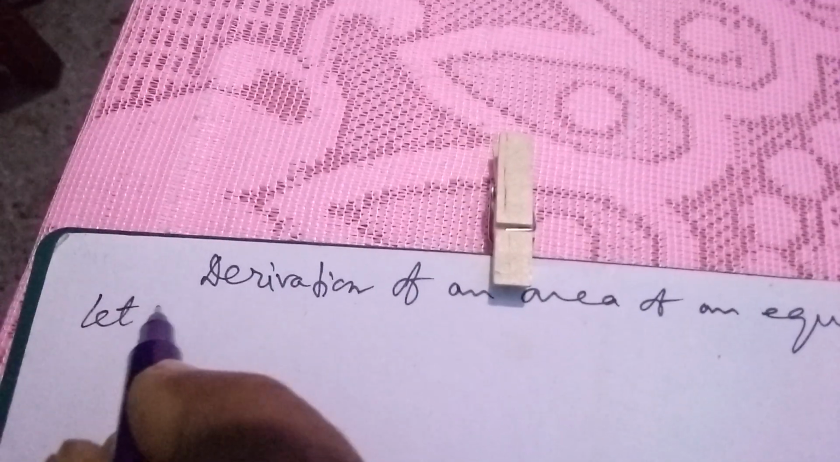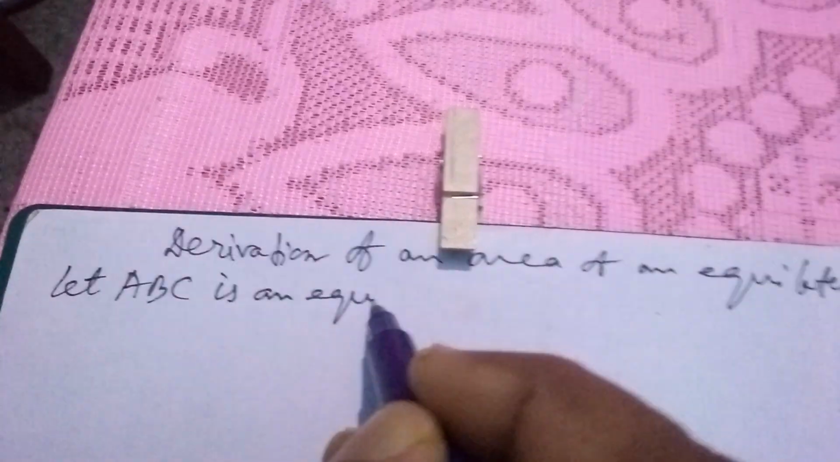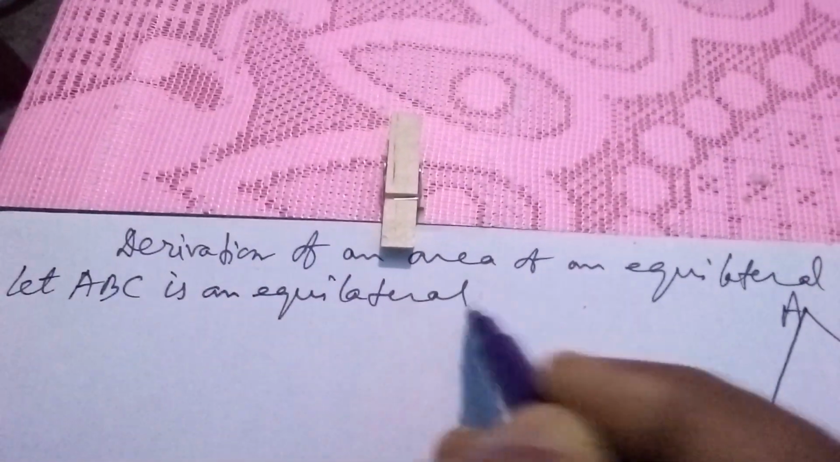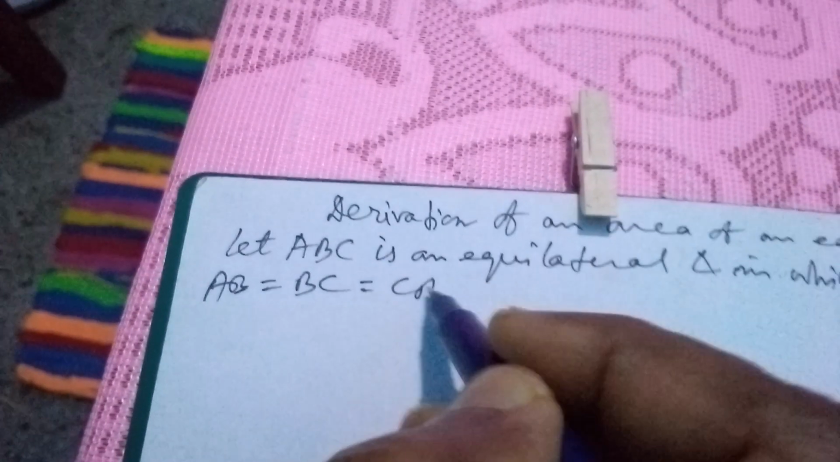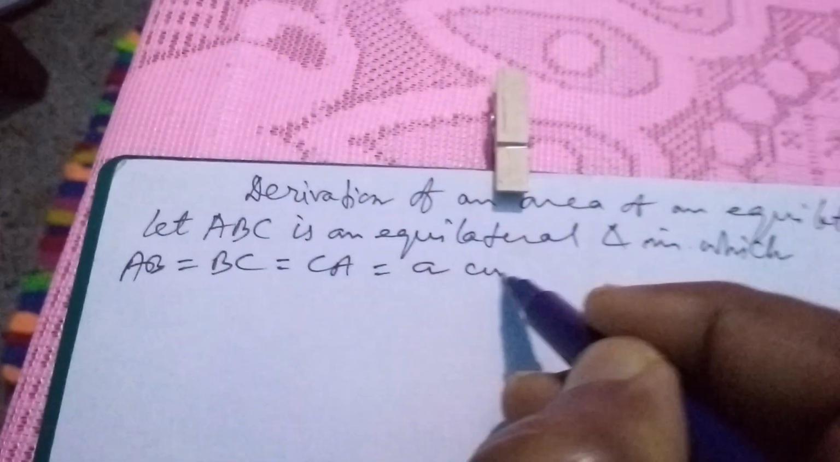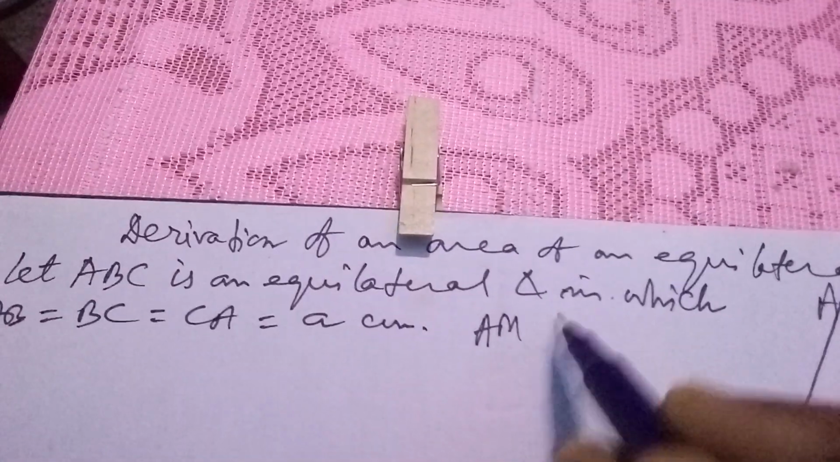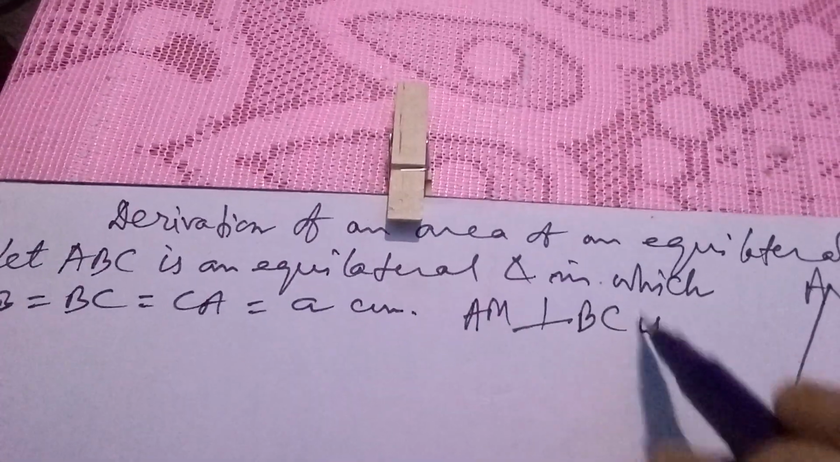Here, let ABC be an equilateral triangle in which AB equals BC equals CA equals a centimeter. Then one construction we will do: AM perpendicular on BC is drawn.